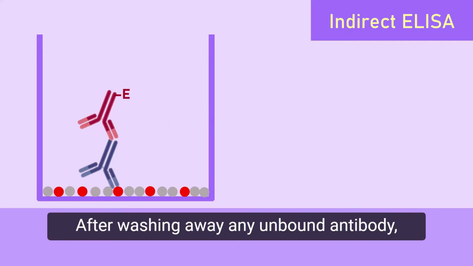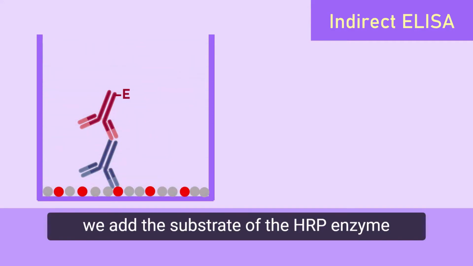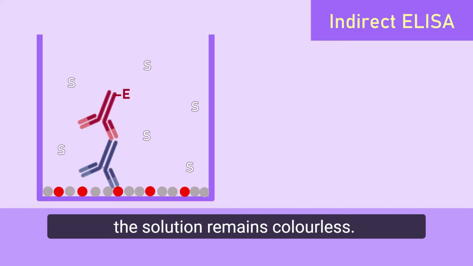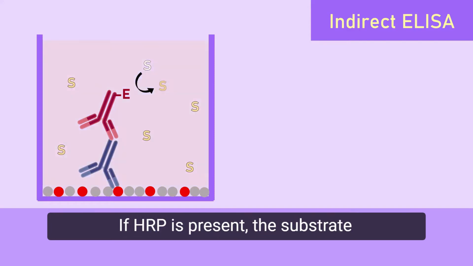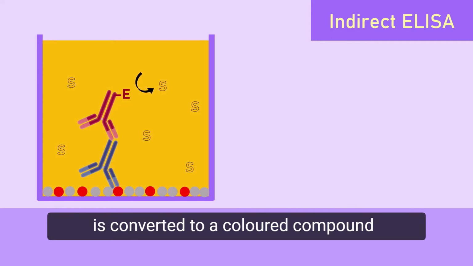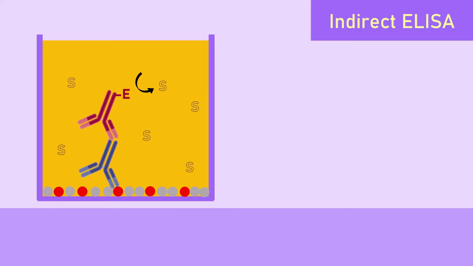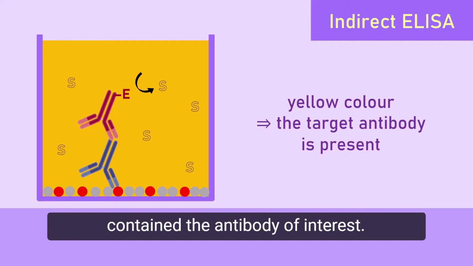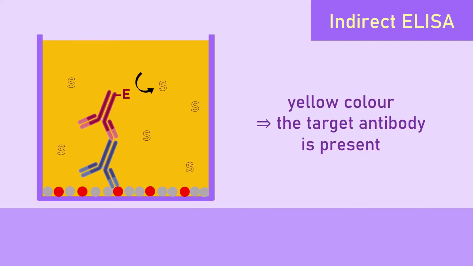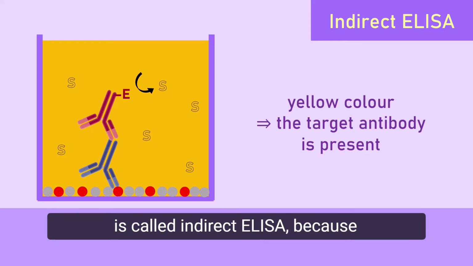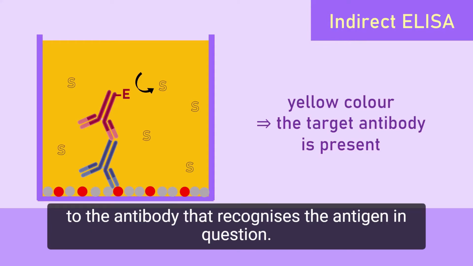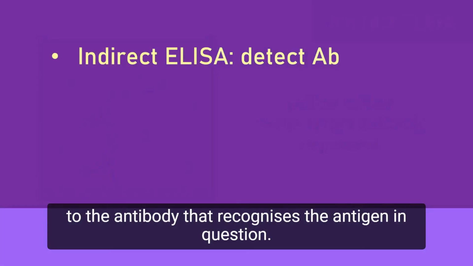After washing away any unbound antibody, we add the substrate of the HRP enzyme to the well. If there is no HRP in the well, the solution remains colorless. If HRP is present, the substrate is converted to a colored compound that is visible to the naked eye. Thus, you can easily distinguish whether the original serum sample contained the antibody of interest. The type of ELISA described here is called indirect ELISA because the reporter enzyme is not directly attached to the antibody that recognizes the antigen in question.